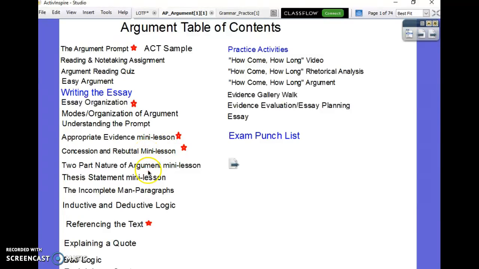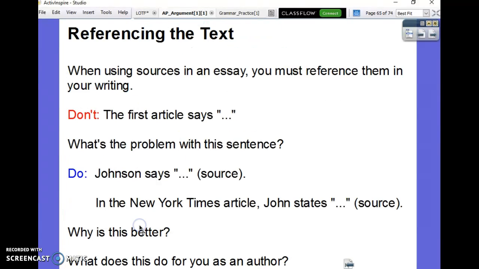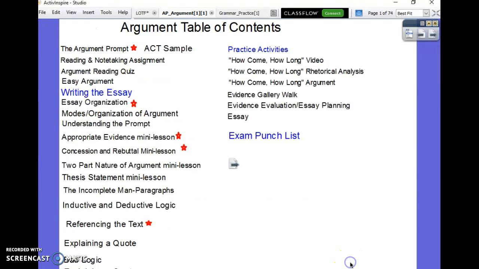We already know about concession and rebuttal. Make sure that you don't have to worry about double reference. So we won't even talk about that.